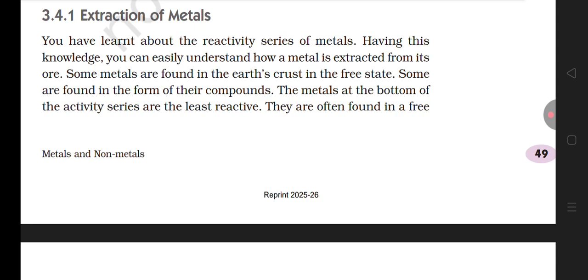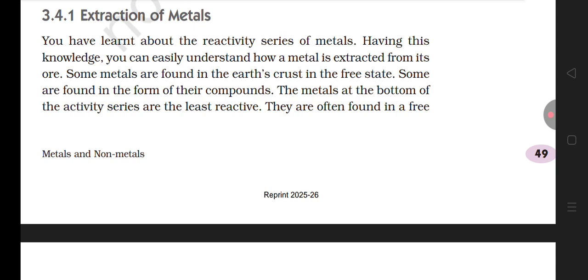Now, on the basis of reactivity we can group metals into three categories. What are those three categories? Metals of low reactivity, metals of medium reactivity, and metals of high reactivity. Different technologies can be used for obtaining the metals falling in each category. Several steps are involved in the extraction of pure metal from the ore. The summary of these steps is given in figure 3.10. Each step is explained in detail in the following section.